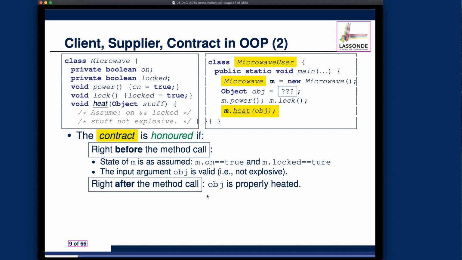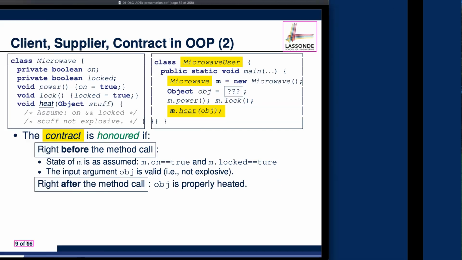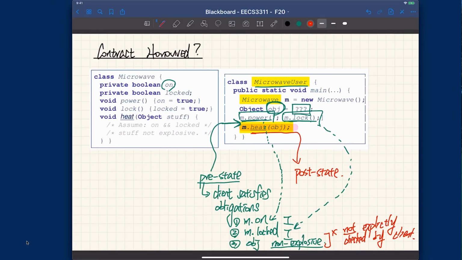Okay, so the main message to really get from this particular example over here is to think about pre-states and also think about post states. So there are two different execution points before and after the method call, and think about what really has to be satisfied in order for the contract to be honored. Okay, and apparently there's a possibility that we cannot honor the contract, because if the client gives something that's explosive, then it would actually not satisfy the obligation.